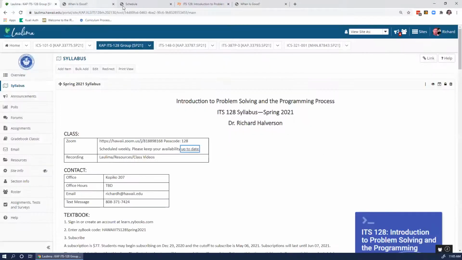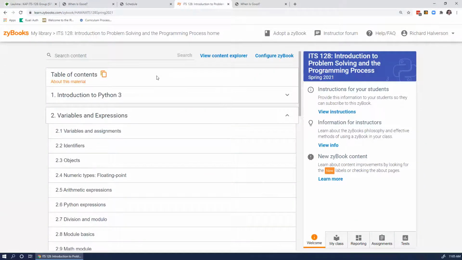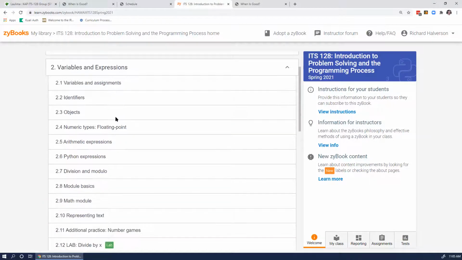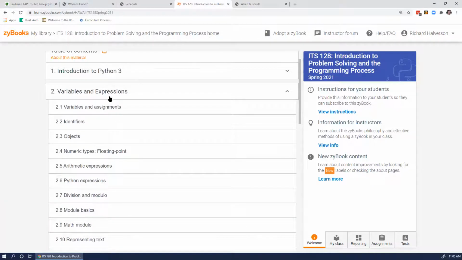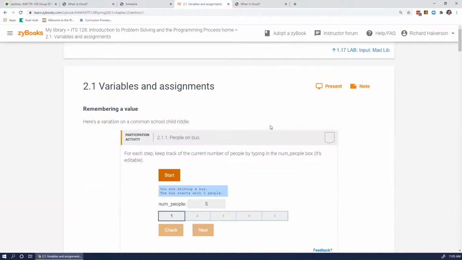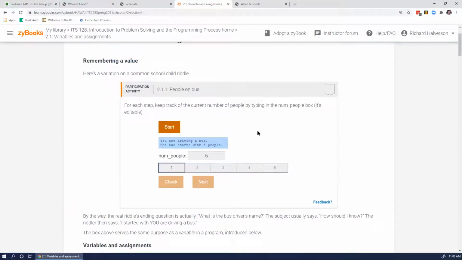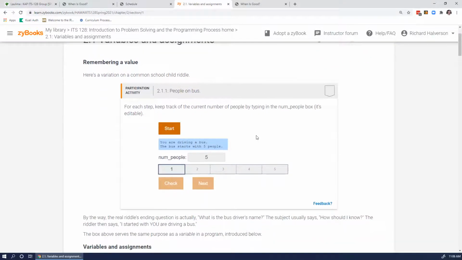So let's go to chapter 2. We're going to start chapter 2 now, and in this chapter we're covering variables and expressions. Let's just get started, and I'd like to go through this to make sure that you understand what you're supposed to get out of these fun little exercises.